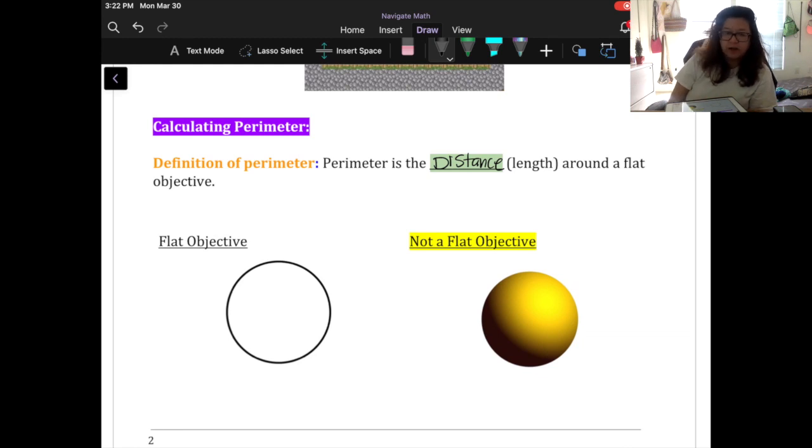Well, a flat object is something that looks like this, just like a circle. And not a flat object is something that's 3D, like a sphere. So a flat object would be like flat on a table, whereas a not flat object is something that you can actually grab.